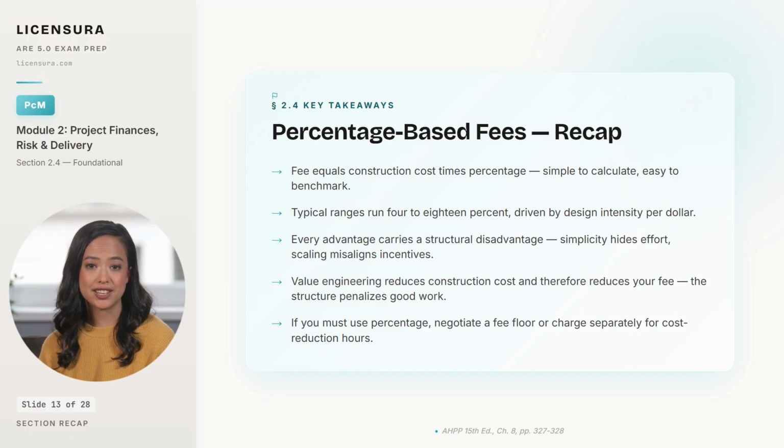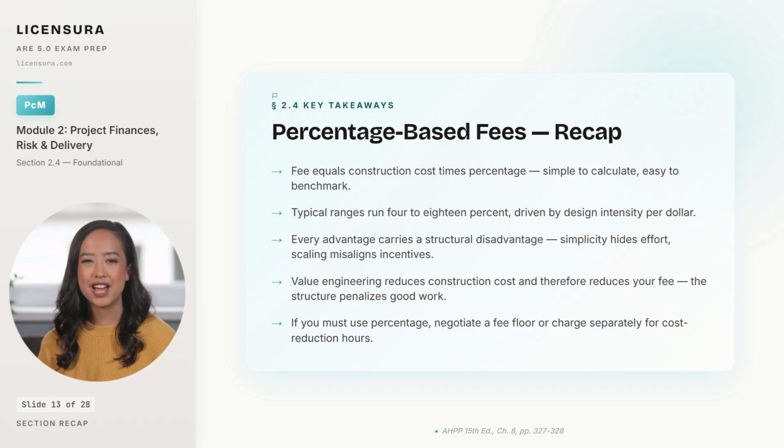Percentage-based fees calculate the architect's compensation as construction costs times a percent. Simple to explain, easy to benchmark, and the structure most clients expect. The typical ranges run from 4% on simple new construction up to 18% on high-end residential. And the variable that drives the percent is design intensity per dollar of construction, not project size. Every advantage carries a matching disadvantage built into the same mechanic.